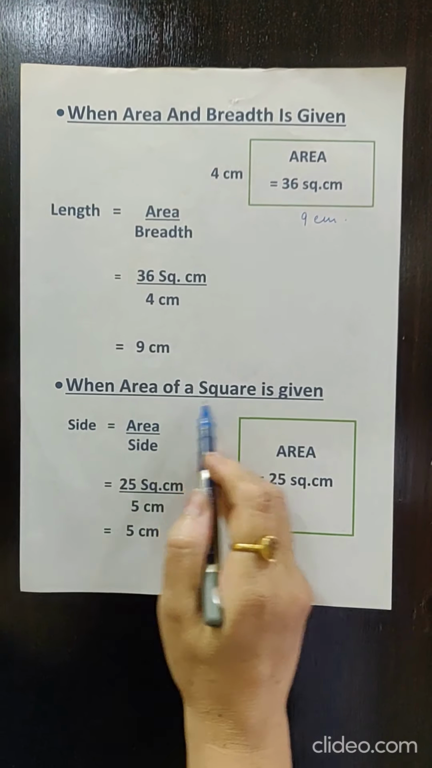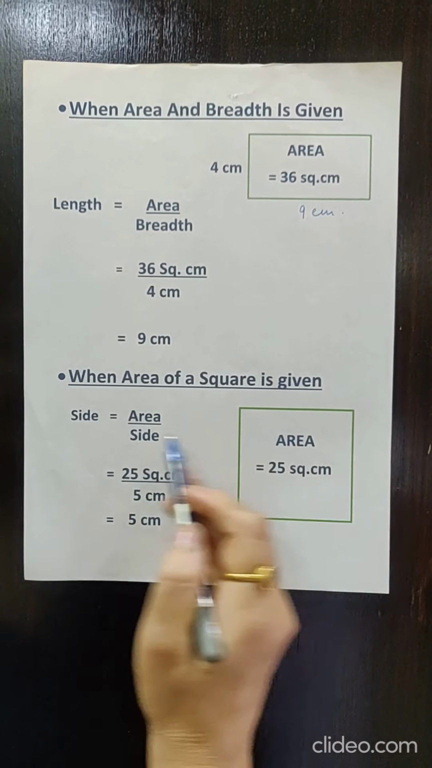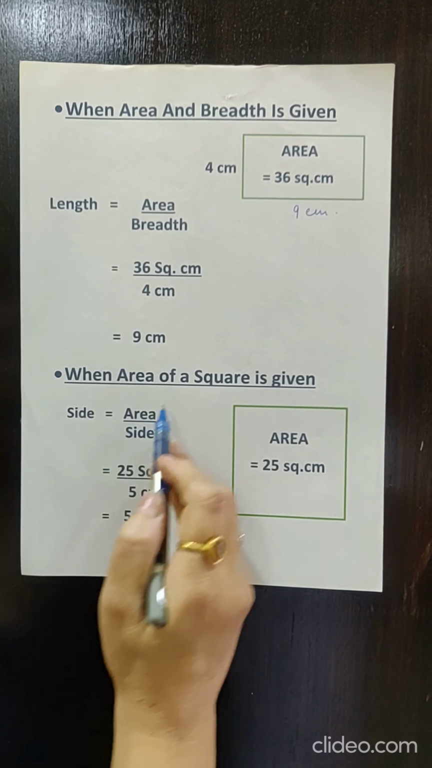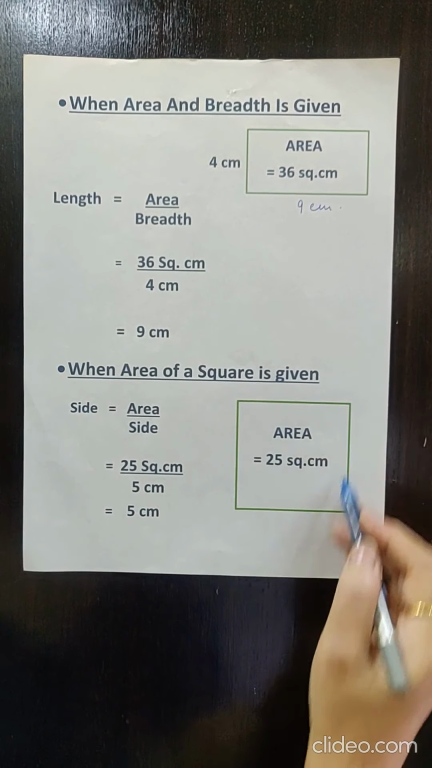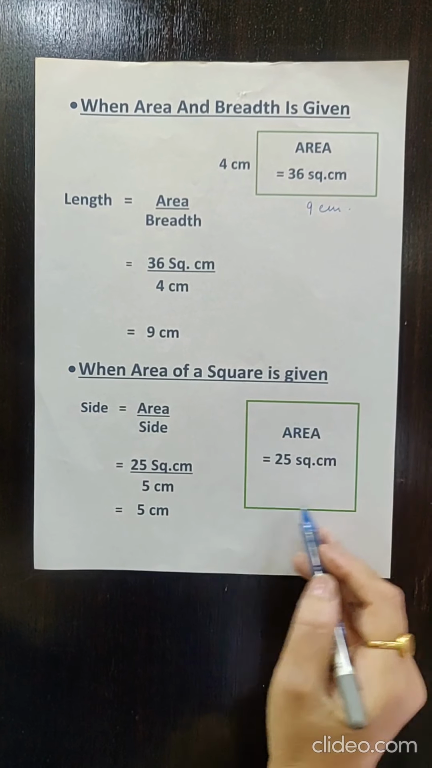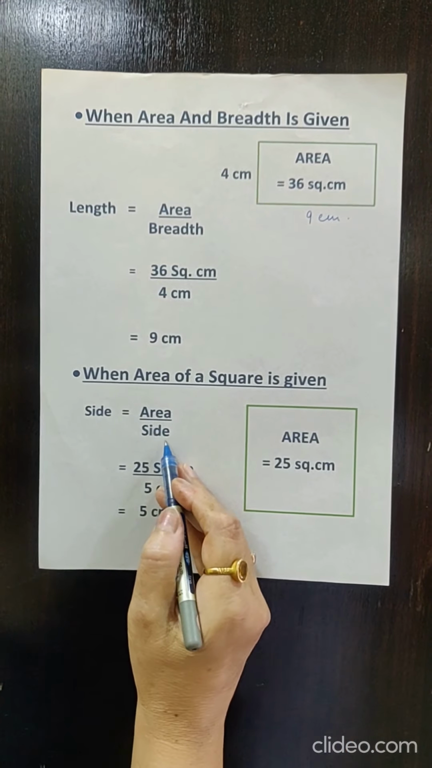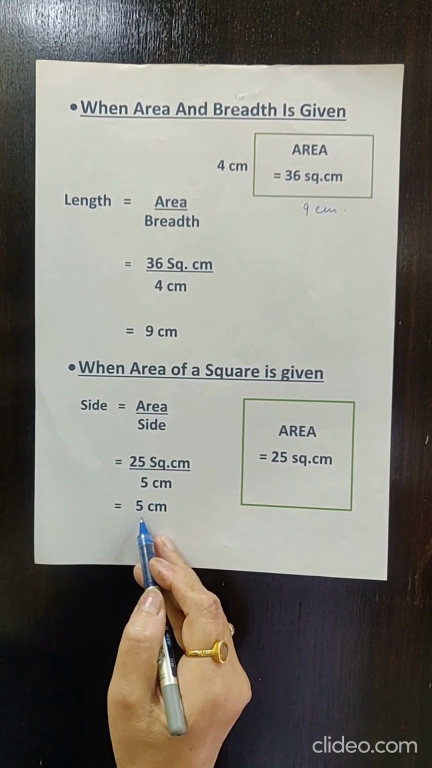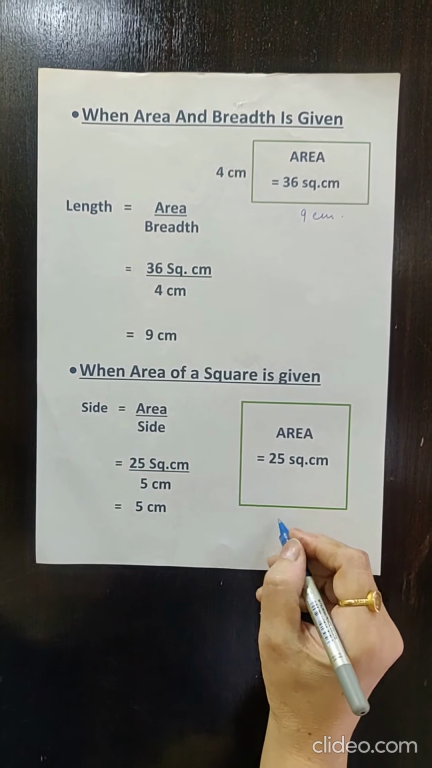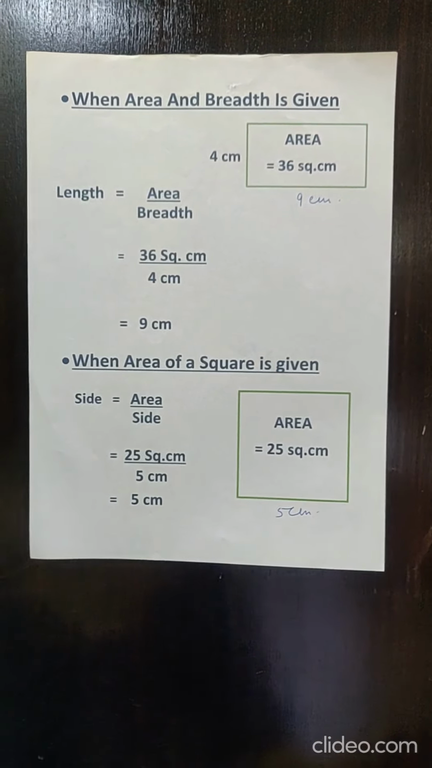Now when the area of a square is given, we apply the formula side equals area upon side, because we know side into side, because all sides are equal, we multiply side into side. So one side we have to find. We know a number multiplied by itself gives the answer, so the answer is 5 centimeter. So the side is 5 centimeter here.